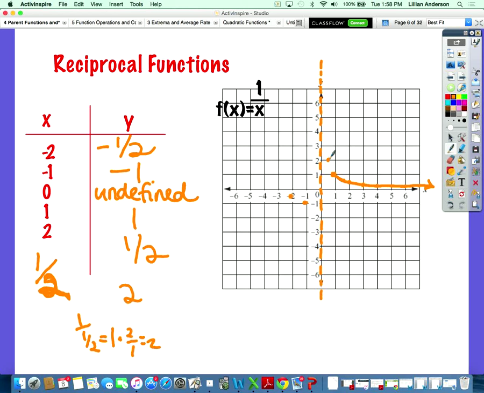What would I get if I plugged in 1/3? 3. If I plugged in 1/4? And it continues like that. But it will never be 0 because there's an asymptote there. And the same thing applies to the other side. If I plug in -3, that's -1/3. -4, that's -1/4. -1/2, that's -2, so on and so forth. So you actually have two asymptotes here with your reciprocal functions.